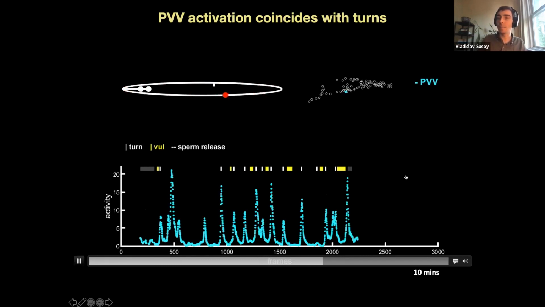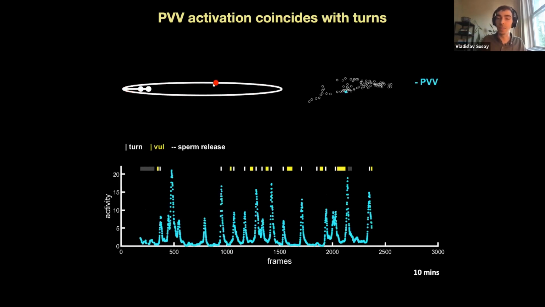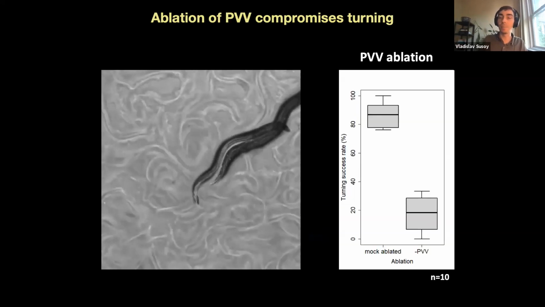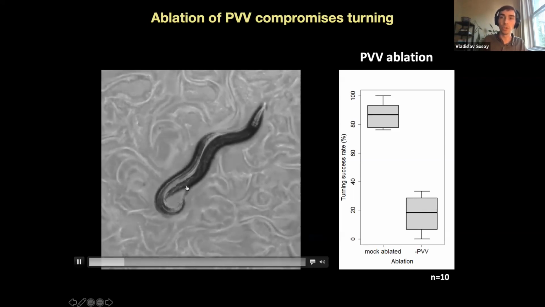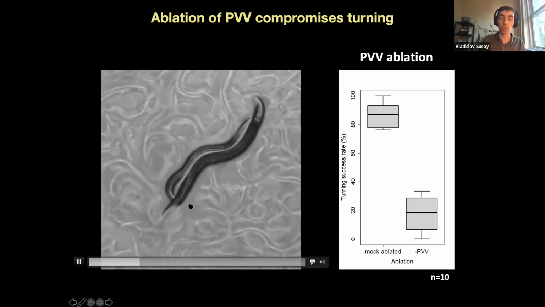And because this neuron appears in all the animals, we can find this neuron in another animal, and we can manipulate it and see what the behavioral effects are. And in fact, if we ablate this neuron in males, we see that the ability to turn around the hermaphrodite is compromised.